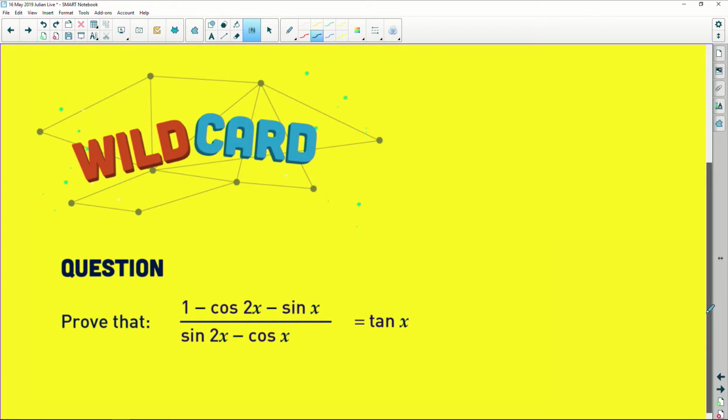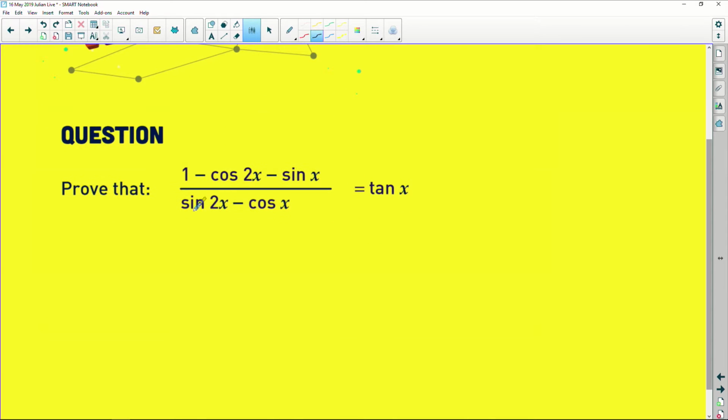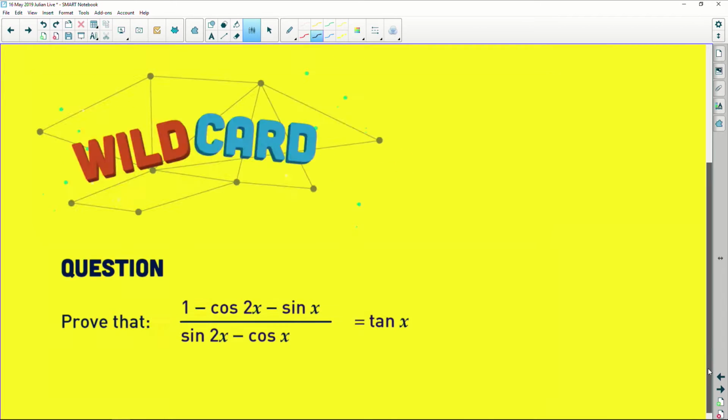Okay guys, so as you can see, this is a wild card, not on analytical geometry, it is on trigonometry. And this question was from Musa. Thank you for that question, Musa. This is a trig identity. Let's have a look at what the question says. So guys, we have the following. It says here, prove that (1 minus cos 2x minus sine x) divided by (sine 2x minus cos x) is equal to tan of x.